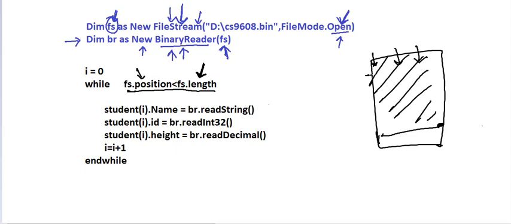Then the cursor moves to the next line, and it's positioned here. When we read something else, the cursor keeps moving forward until the cursor position reaches this point, right? And that is when this condition proves to be false. So once our cursor position is greater than the length of the file, that is when this loop stops.